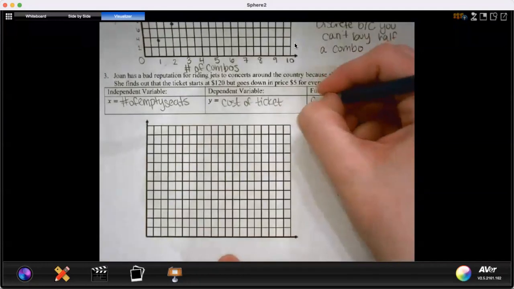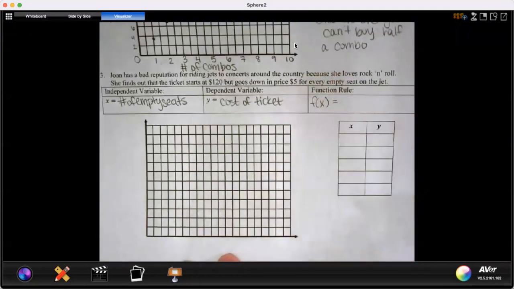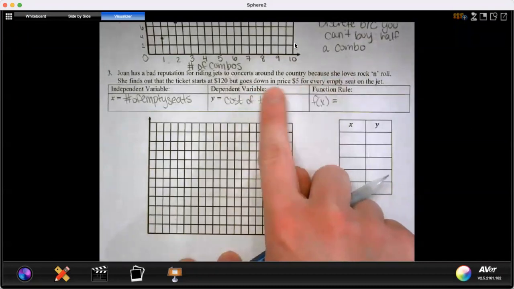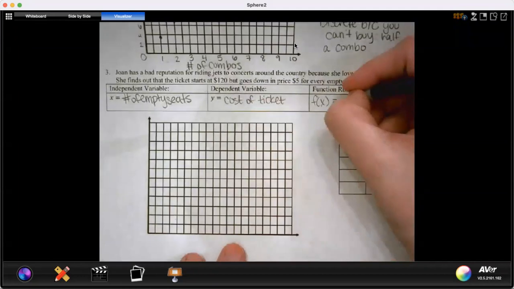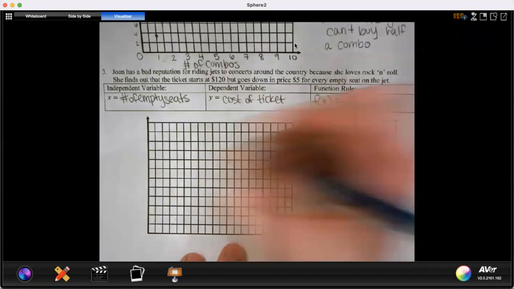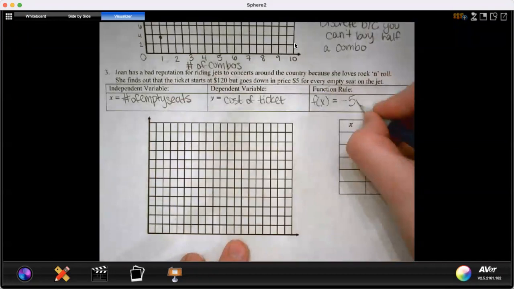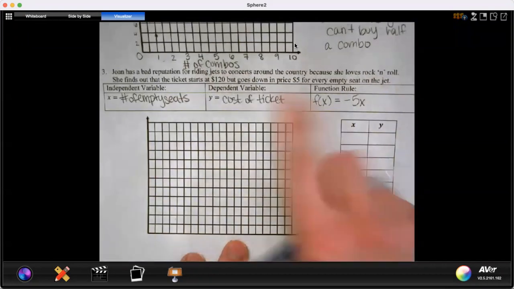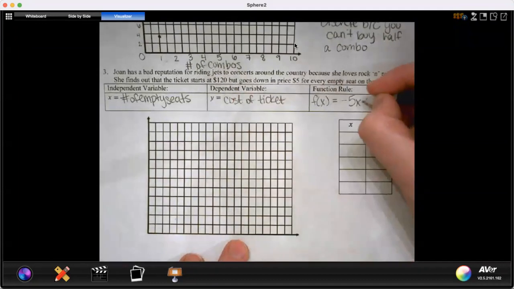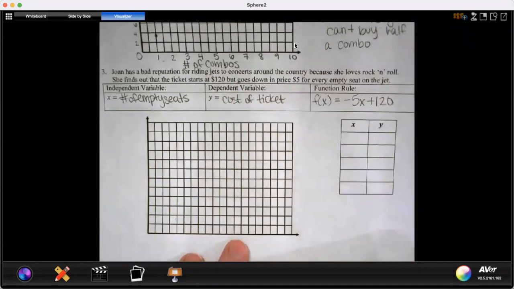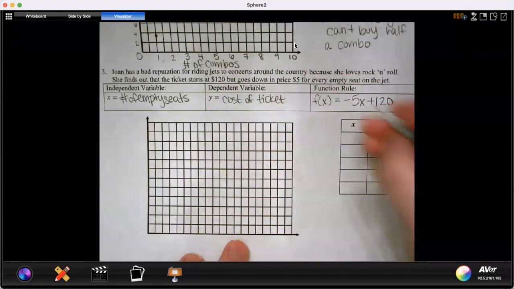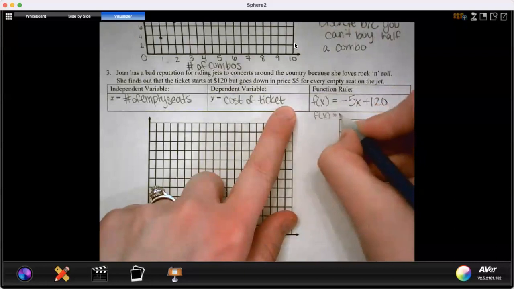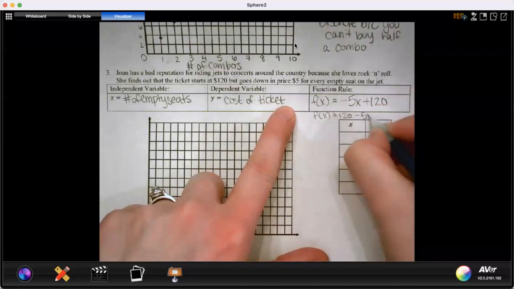Now, f of x equals, now we know that the price goes down $5 for every empty seat. So if it's going down, that means I'm going to be subtracting $5 for every empty seat, meaning I'm multiplying that to x. Now, what does the price start at? Well, the price starts at 120. So therefore, I'm going to add 120. Okay. You could also write this as 120 minus 5x as well.